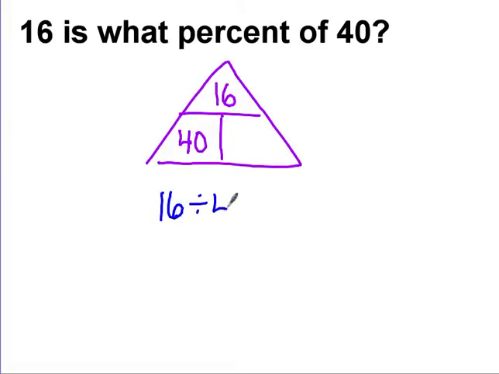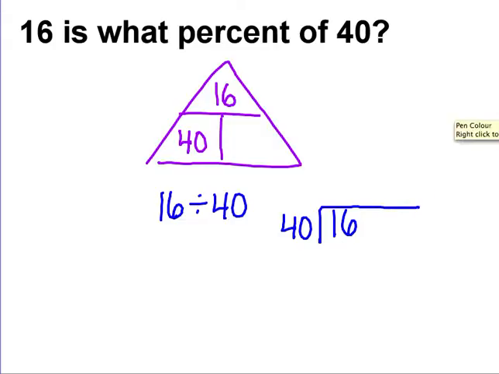16 divided by 40. Remember, from 2 days ago, I've got 16 here and I'm dividing that by 40. Whatever number's on the top goes inside, and numbers on the bottom go outside. Notice 40 doesn't go into 16, so let's put a decimal and a 0. Does 40 go into 160? How many times? 4. And that gives you 160.